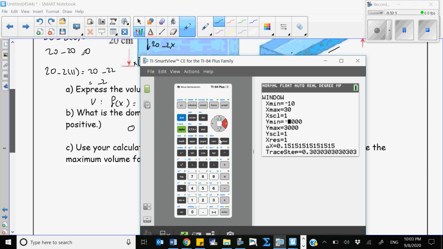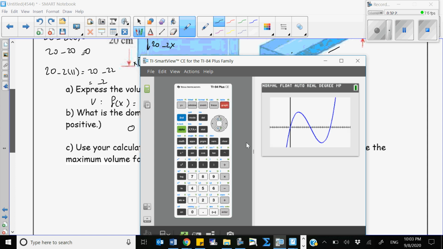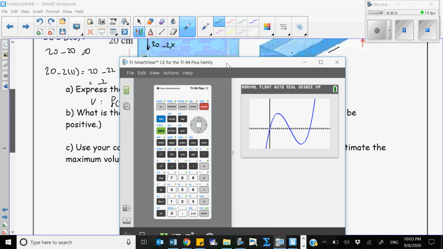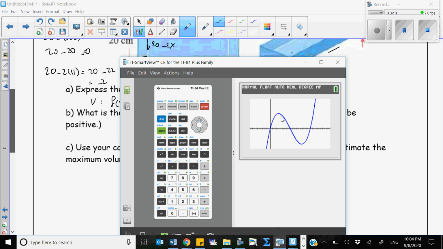I'm gonna make it -2,000. Okay, this looks really good. Now, it's asking to find a maximum volume here. So of course, that's going to be this point. We have a maximum here.